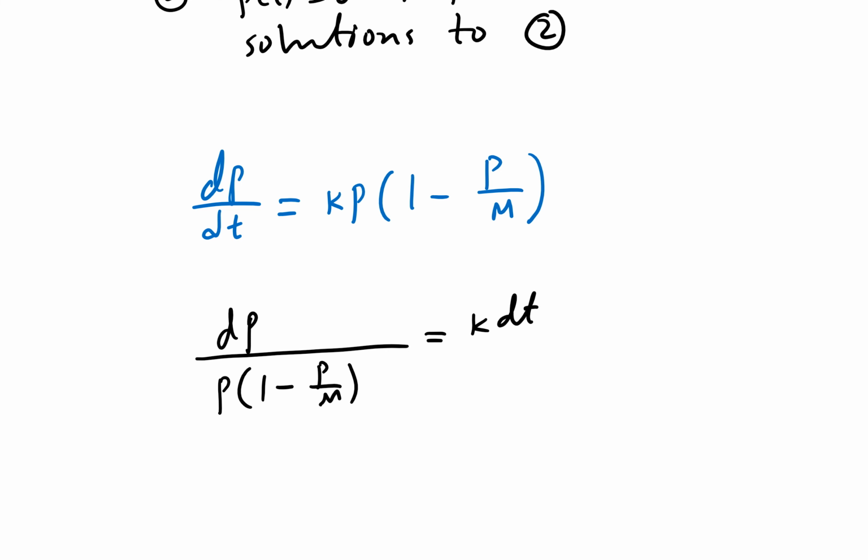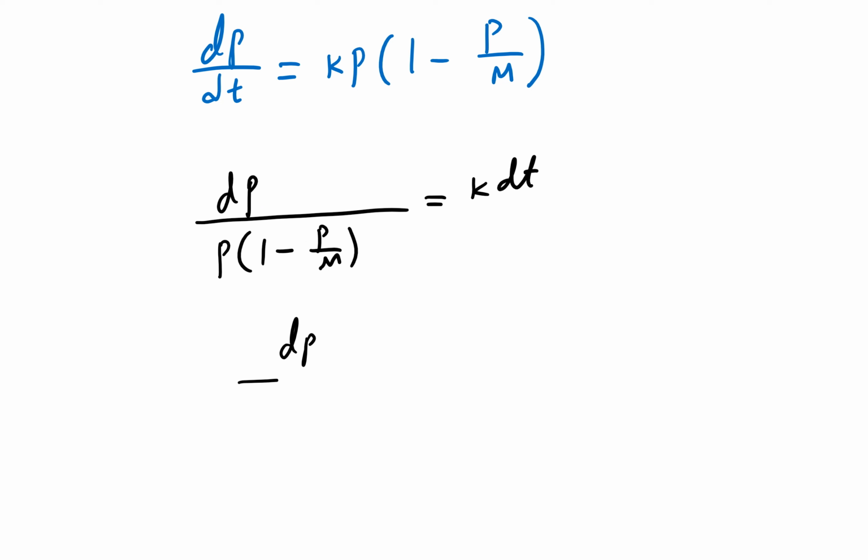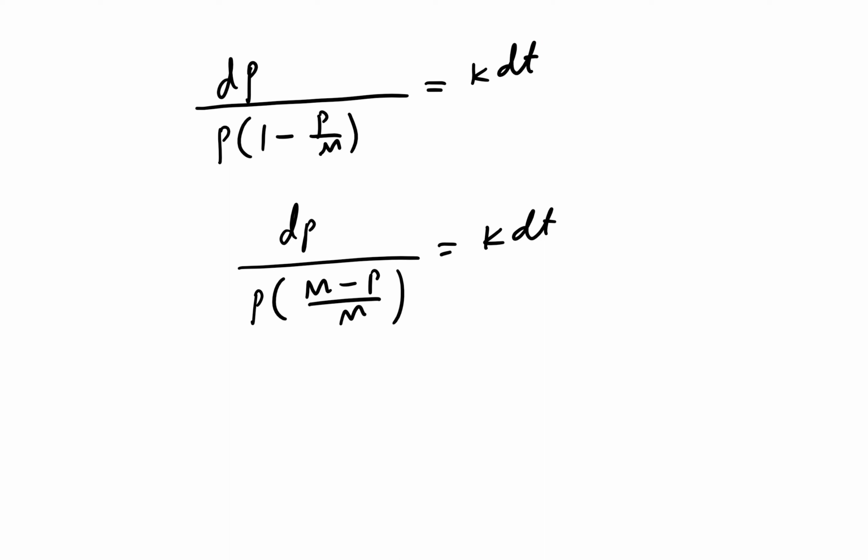And one thing that bothers me there is the M. So you can multiply the top and the bottom by M, or if you like, combine the fractions in the denominator. So you get M minus P over M, multiply top and bottom by M. Again, M is constant.